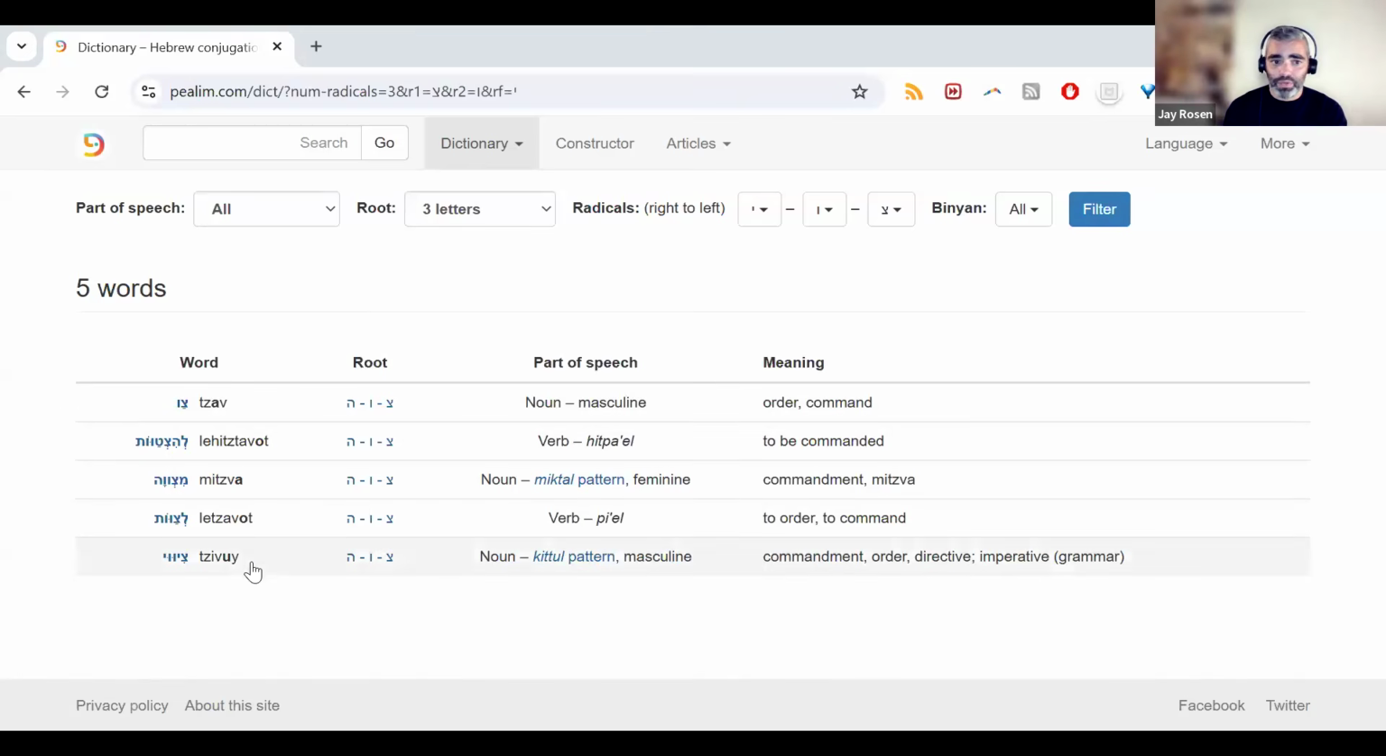From that, we get other words. For example, tzivui, which is what we're going to be talking about today, the imperative form. You see here at the bottom, imperative, grammar. And then this pesky word. This word is a pet peeve of mine and many, many people because it gets translated incorrectly one too many times. The word mitzvah in Hebrew, be it biblical, medieval, or modern Hebrew, only means one thing, and that is a commandment. It is not, repeat, not a good deed. Mitzvah only means a commandment.